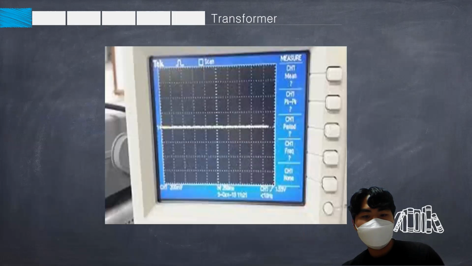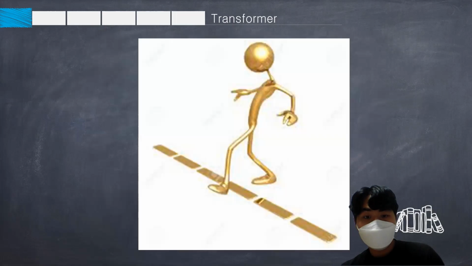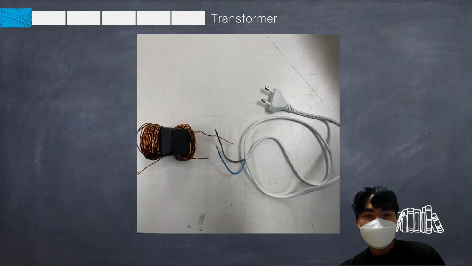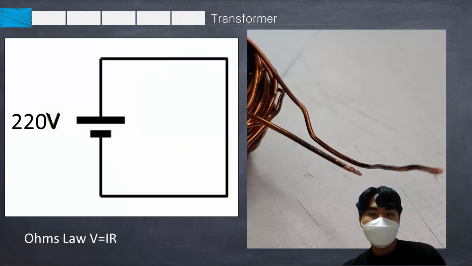And the result was we were still not able to get any sine or cosine graphs out of it. So we were really frustrated. We didn't know what was wrong. So we decided to cross the line. We got ourselves a plug and attached the transformer to the 220 volt plug, and there was a loud explosion in our lab.